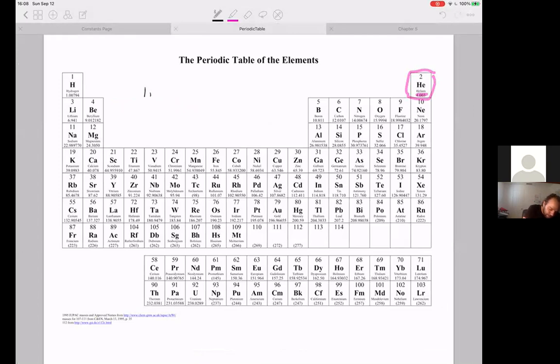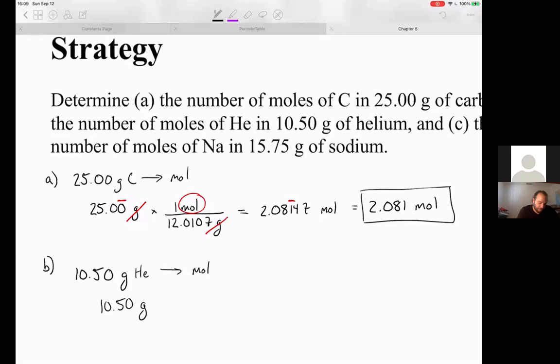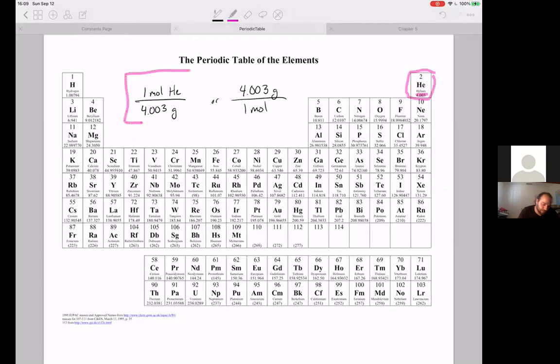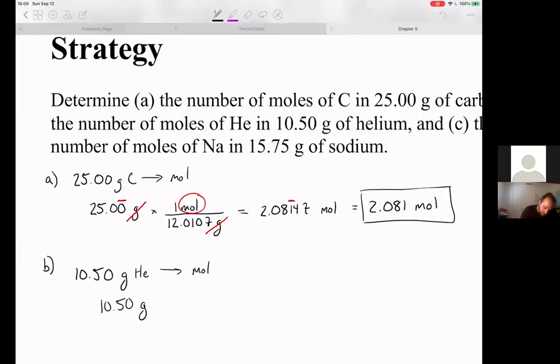And this is telling me that 1 mole of helium is 4.003 grams of helium, or I can flip it the other way: 4.003 grams is 1 mole. All right, and looking at my problem, I have grams on the top. That's my starting quantity. So I'm going to want to make sure to use this version over here so that grams cancel. So times 4.003 grams is equal to 1 mole.